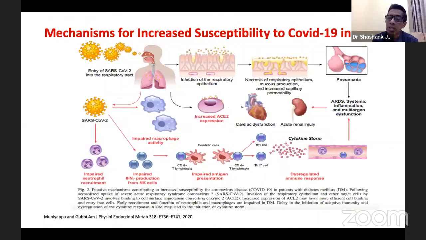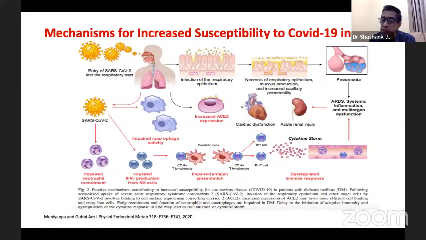So when you look at susceptibility to COVID and the predilection to develop severe complications, including a cytokine storm, myocarditis, sudden death, and ARDS, clearly it is all linked to various factors. Whether it is an impaired neutrophilic response, which is seen in diabetics, impaired interferons made by the natural killer cells, improper antigen presentation by the dendritic cells or the CD4 cells, impaired macrophage function, or the increased ACE2 expression.